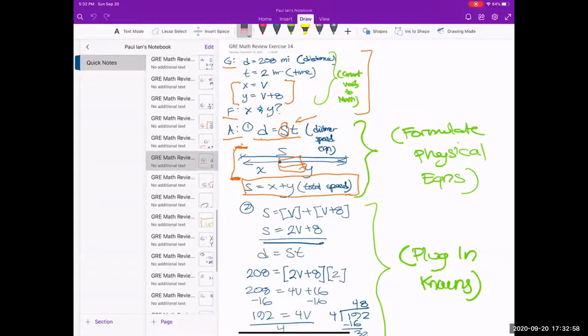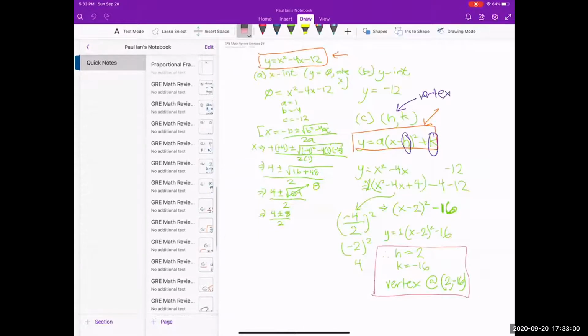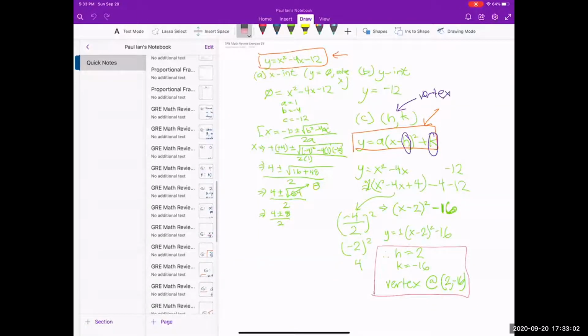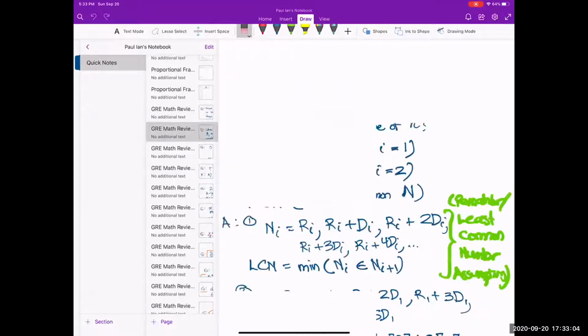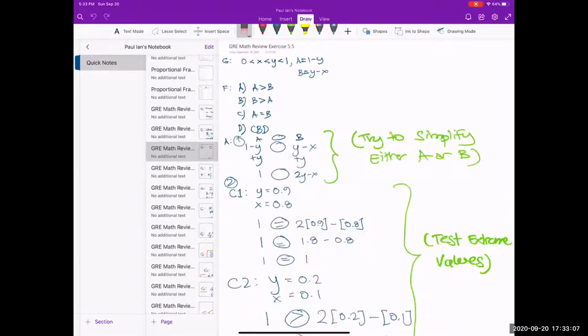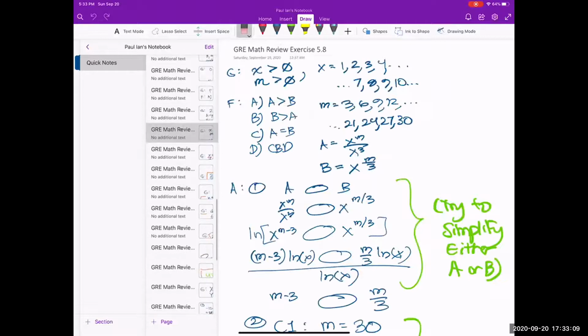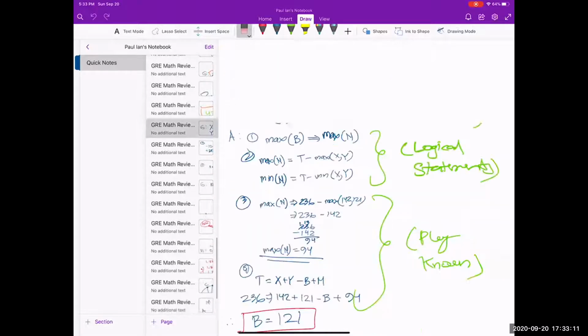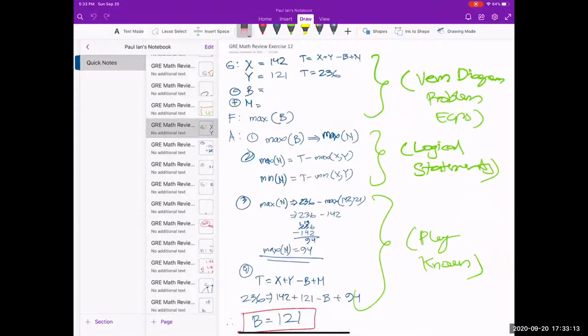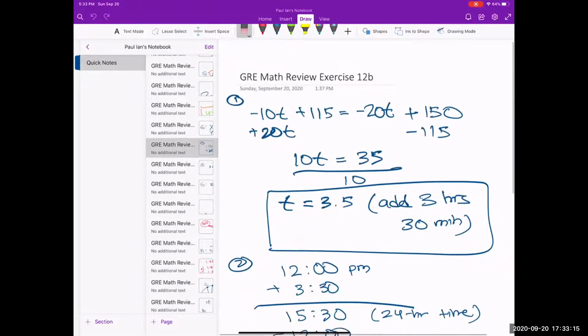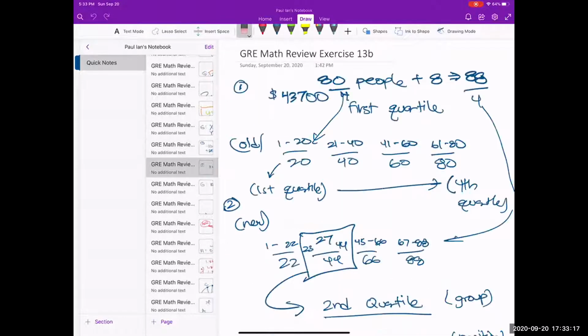So we'll cover this circle, and then we'll cover the rest of these guys. Maybe comparison, Venn diagram. This guy more.